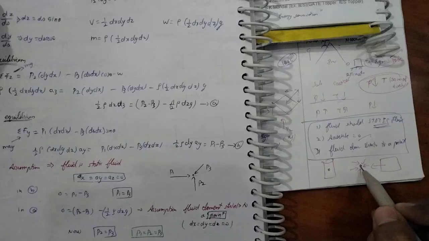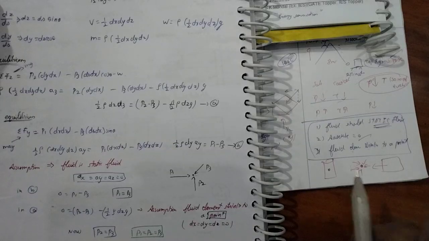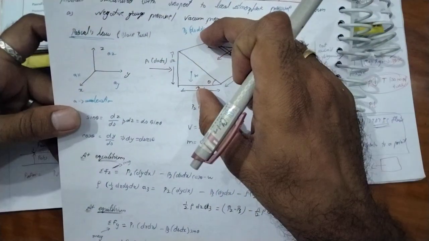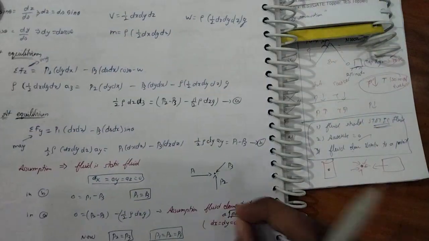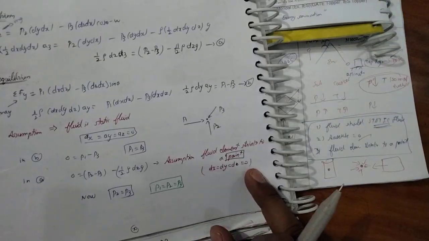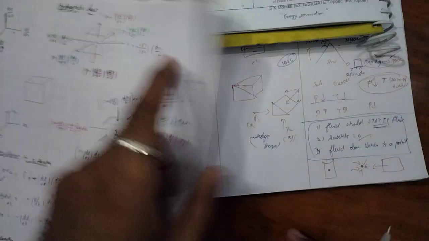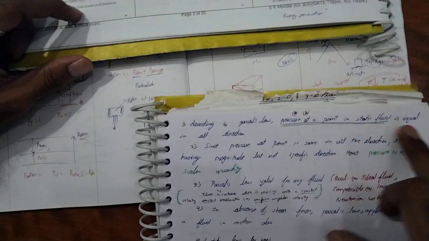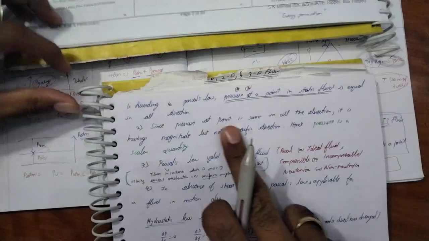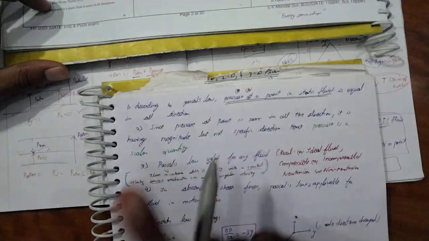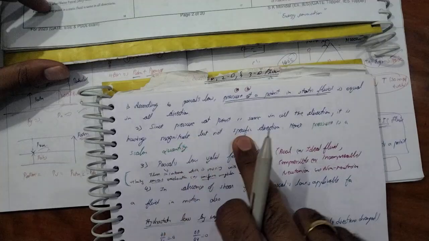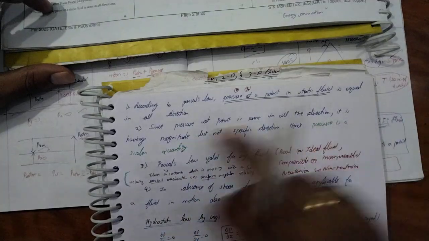Okay, here the fluid should be static and the acceleration should be zero, and every bigger shape, this dx dy everything, shrinks to a smaller point. Okay, dx dy is equal to 0. See, pressure at a point in a static fluid is equal in all directions. Since pressure at a point is the same in all directions, it has a magnitude but not a specific direction. Okay guys, it doesn't have any kind of specific direction. So pressure is a scalar quantity.